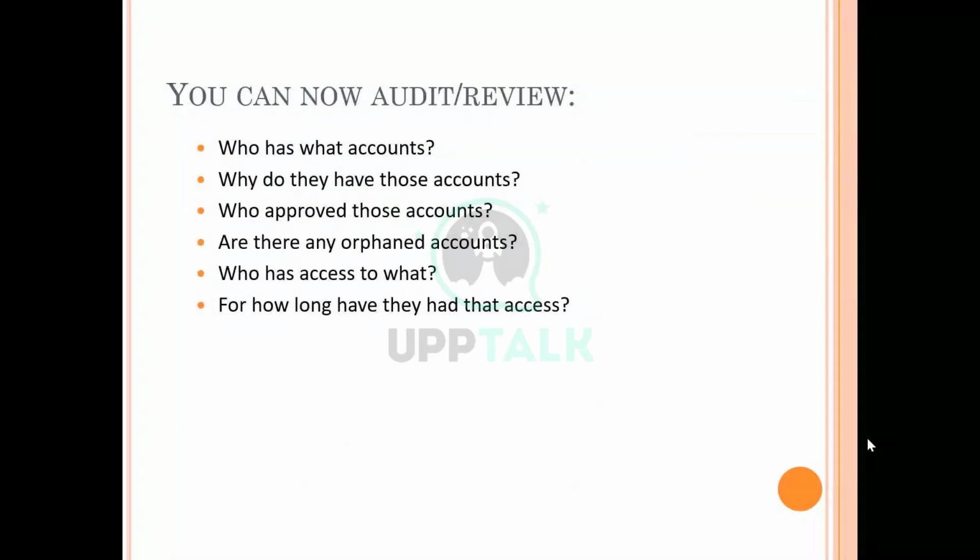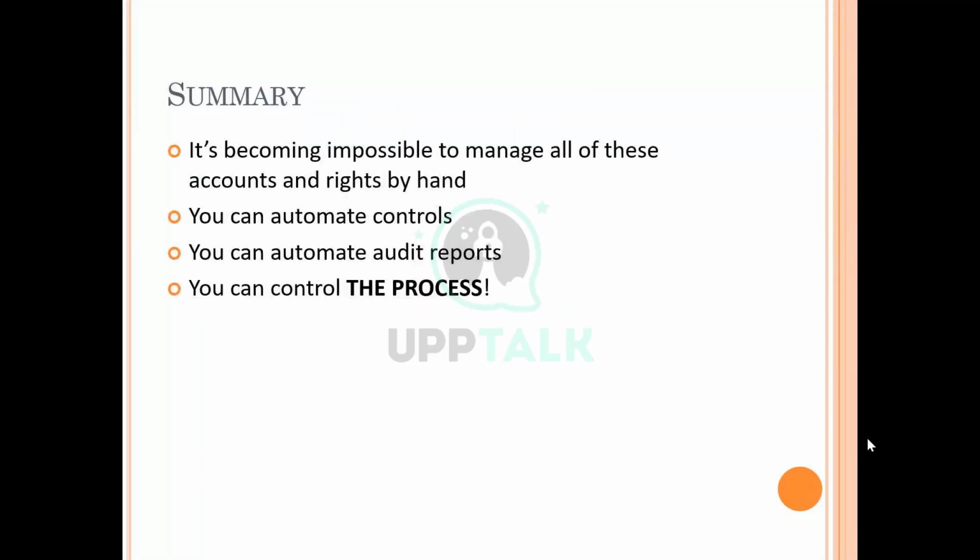You can now audit review who has what account, why do they have those account, who approved those account, are there any orphan accounts, who has access to what, for how long they had that access. So everything will be tracked in an IAM solution. So from the audit perspective, they can simply go and check this. Okay, so in summary, it's become impossible to manage all of these accounts by hand. You can automate controls, you can automate the audit reports, you can control the process. Any question, any doubt on this?